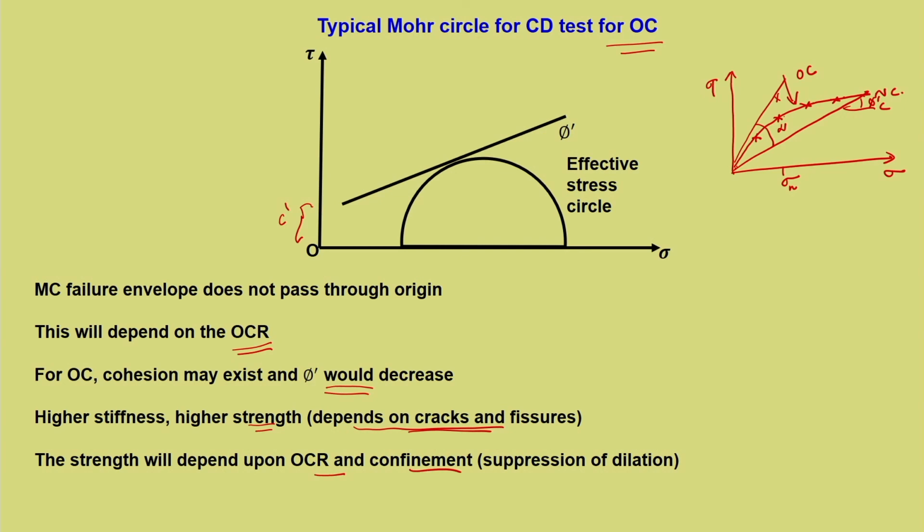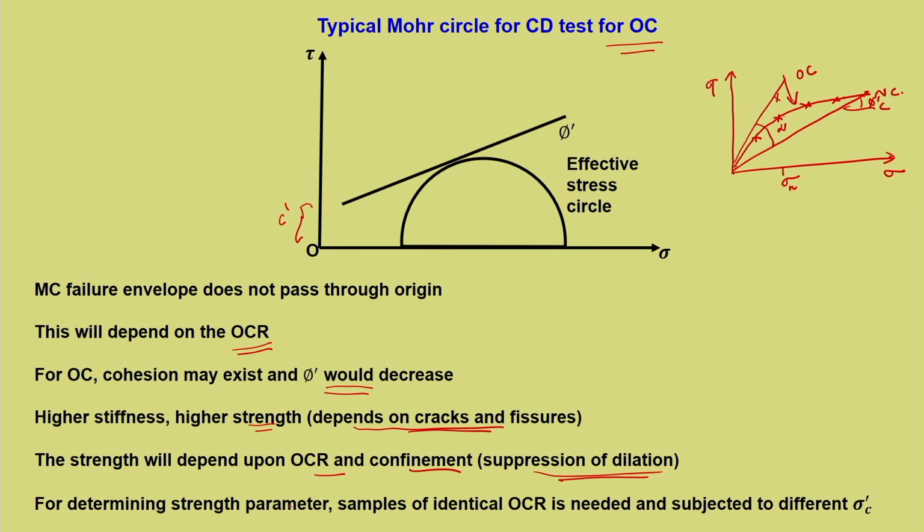Now, another aspect we discussed earlier is the kind of confinement that we give. When the confinement is more, it suppresses the dilation. So, that also becomes very important. That is why it depends upon OCR as well as the kind of confinement, and confinement determines the kind of dilation because confinement can suppress dilation. For determining strength parameter, samples of identical OCR are needed and subjected to different sigma'c. So, sometimes when we explain based on this figure, there will be a sort of confusion on how the OC parameters can be determined. Now, this remains true.